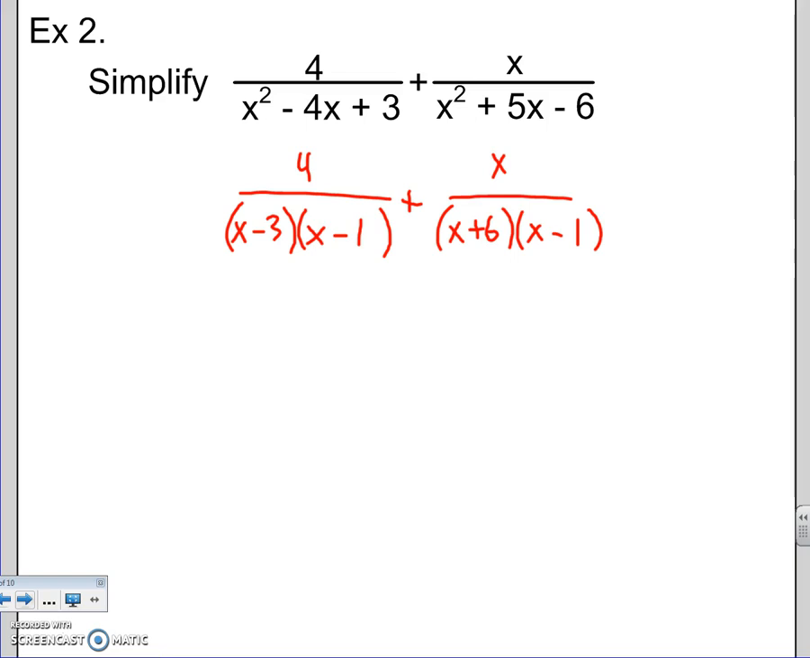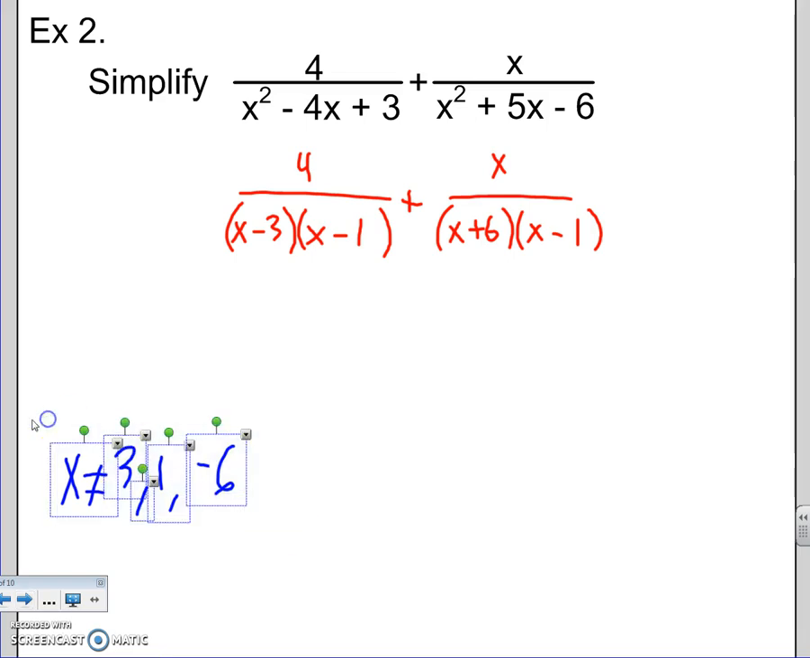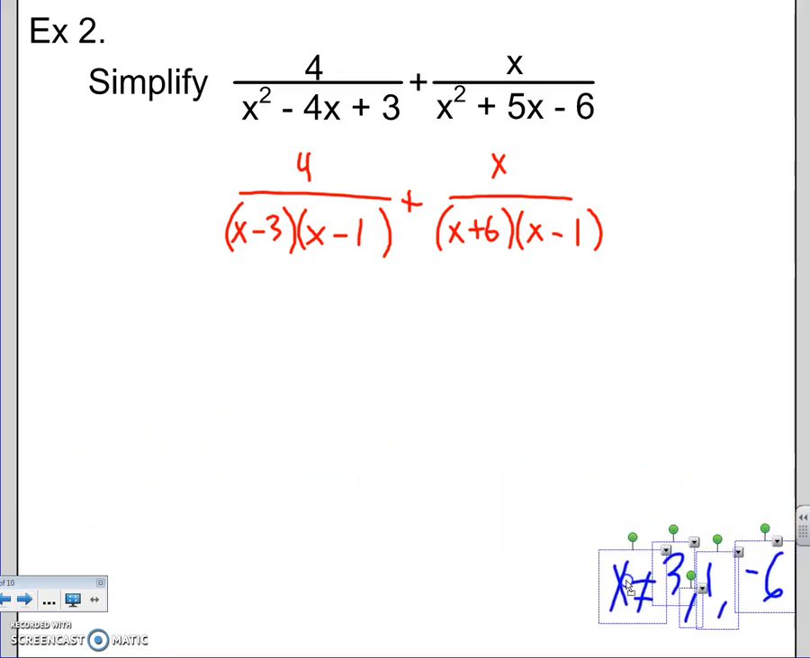You could factor that, or FOIL to check: x squared minus x plus 6x would be positive 5x, and 6 times negative 1 is negative 6. Alright, let's do our restrictions. These are nice to actually change the sign, so x can't be positive 3, can't be positive 1, can't be negative 6, and it can't be positive 1, but it's a repeat. So positive 3, positive 1, negative 6 are our restrictions for our domain. X can't be those. So I'll save that for later. I'll put this on the bottom right corner over here.